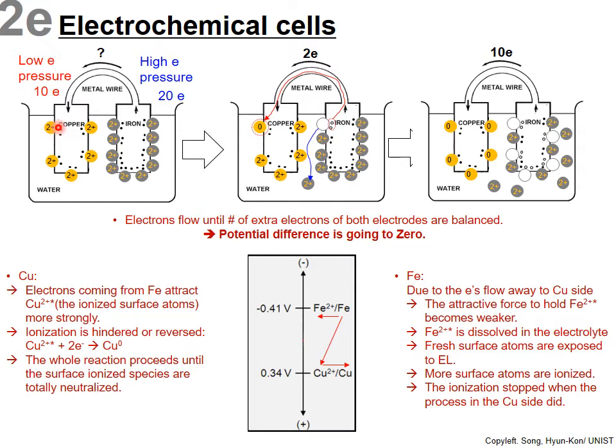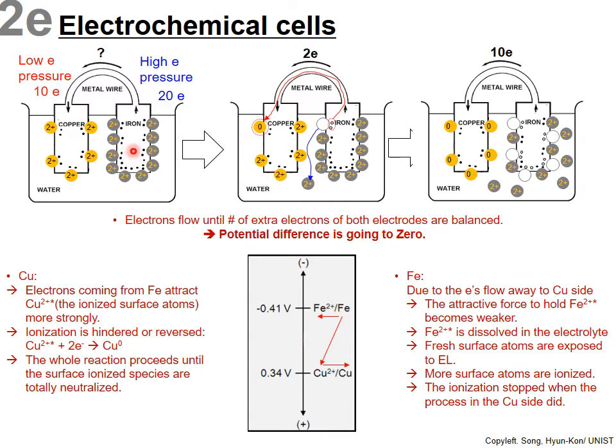We would feel some electron pressure from the iron bar and also the copper bar. In this case, the electron pressure exerted by the iron bar would be around 20 electrons. Also, copper would have an electron pressure equivalent to 10 electrons. That is to say, the electron pressure of the iron bar is higher than the copper bar. So electrons flow from iron to copper, as expected from the electrochemical ordinate.